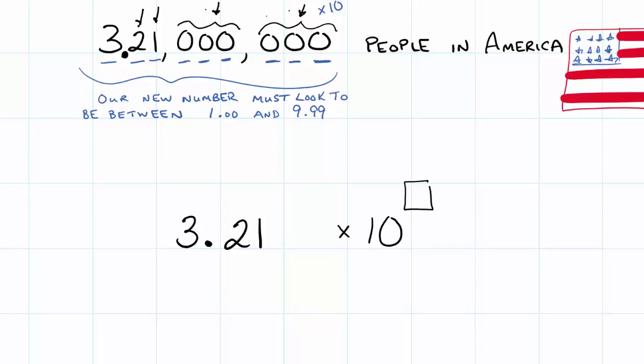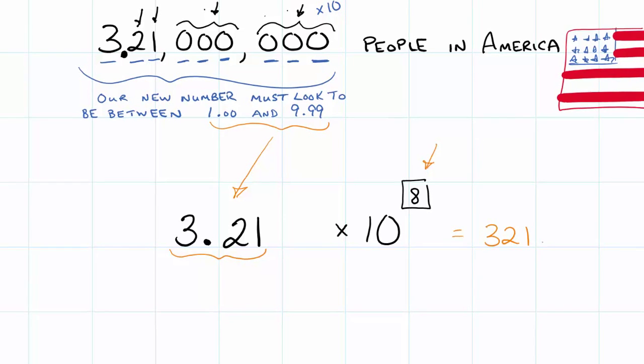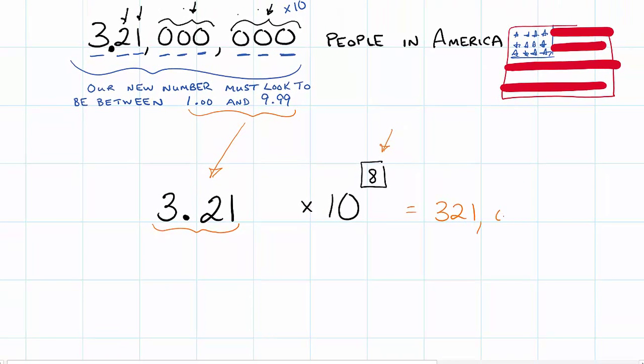8 place values that I'm storing to use at a later date if I want to make my number much bigger. And this is now in scientific notated form. My number falls between 1 and 9.99. And I've got 8 place values stored if I want to use them to make the number look like it originally did, 321 million.